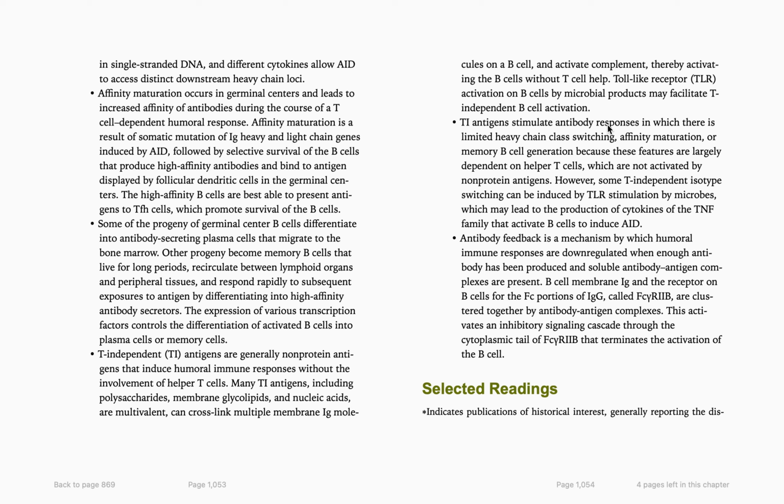Antibody feedback is the mechanism by which humoral immune responses are down-regulated when enough antibody has been produced and soluble antigen complexes are present. B cell membrane Ig and the receptor on the B cell for the Fc portion of IgG, called Fc gamma RIIB, are clustered together by antibody antigen complexes. This activates an inhibitory signaling cascade through the cytoplasmic tail of Fc gamma RIIB that terminates the activation of the B cell.